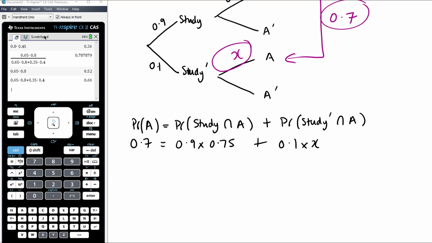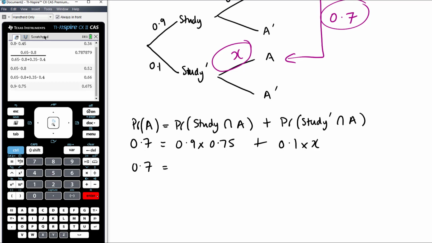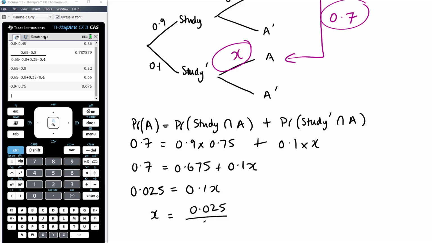Okay, so we've got 0.7 is equal to 0.9 times 0.75, which is 0.675, plus 0.1x. So subtracting 0.675 from 0.7 is 0.025. It's 0.1x, and so x is 0.025 over 0.1. Now again, if we multiply both by 1,000 to get rid of the decimals, that's 25 over 100, and so that is 1/4.